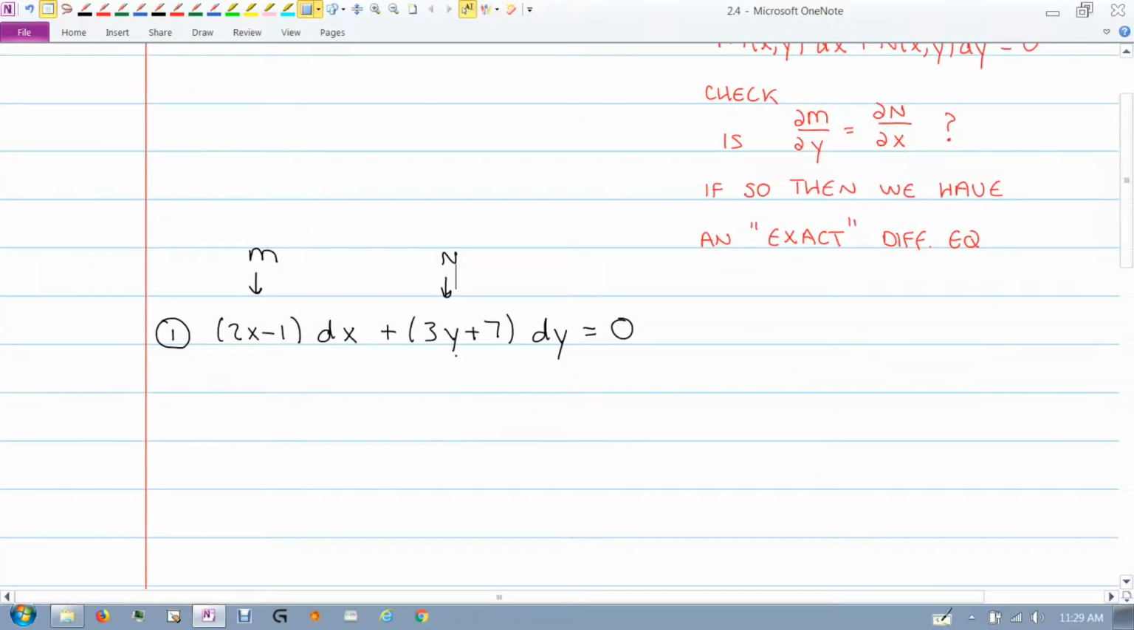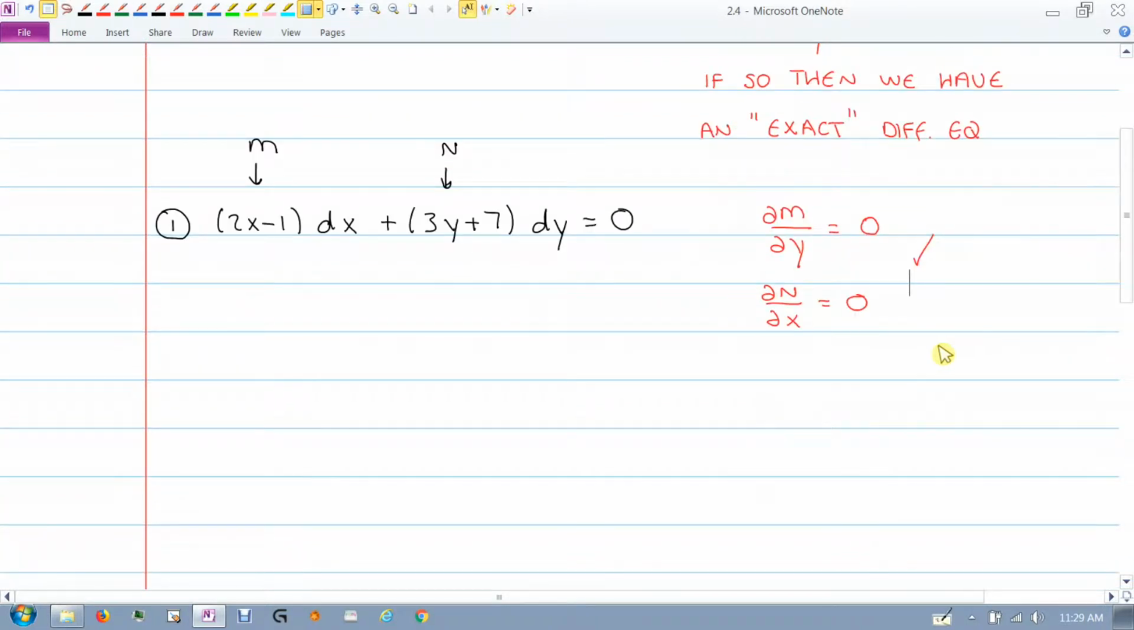And so let's check the partials. The partial of M with respect to y is equal to 0, since M doesn't have any y's in it. So we treat the x like a constant. And then the partial of N with respect to x is also 0, since N does not have any x's in it. So we're treating y like a constant. So yes, indeed, this is an exact differential equation. Now, the question is, what do we do next?